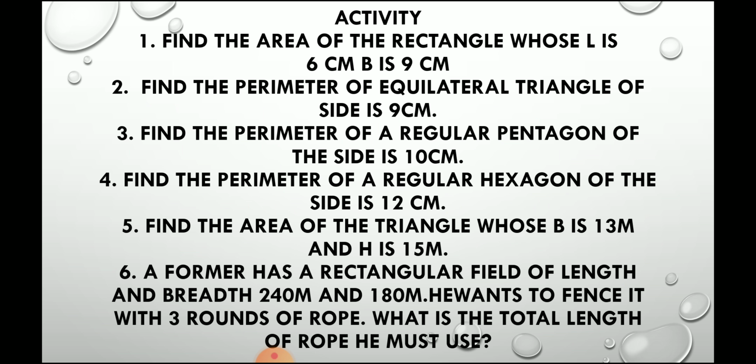Then fifth one is find the area of the triangle whose base is 13 meter and height is 15 meter. Sixth one is a farmer has a rectangular field of length and breadth 240 meter and 180 meter respectively. He wants to fence it with 3 rounds of rope. So what is the total length of rope he must use?